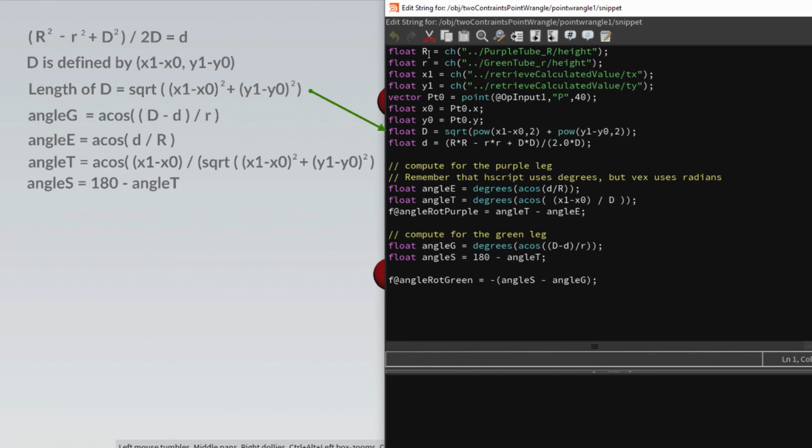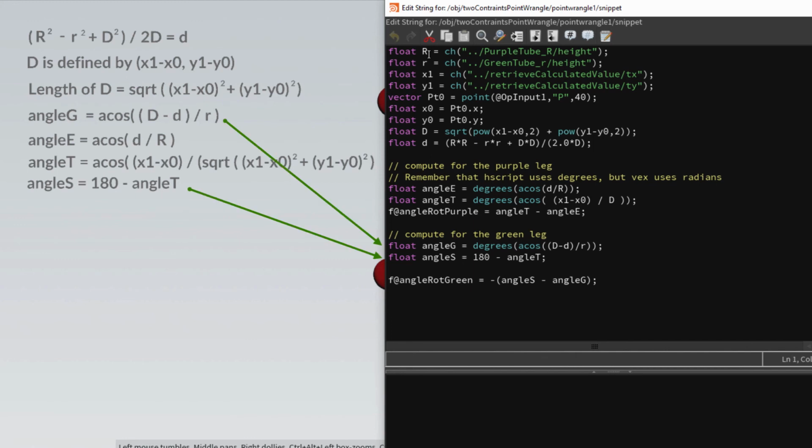The value of d is just the square root of these values squared. We then take little d and define it here by R squared minus little r squared plus d squared, divided by 2d. Be careful with the parentheses. Angle E is the arc cos of little d over r. Notice that we're converting to degrees because point wrangles use radians, but we need degrees for our parameters in our values. Angle T is, again, this expression here. We're just using d since that is already defined here.